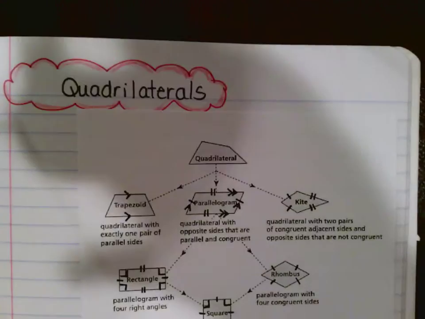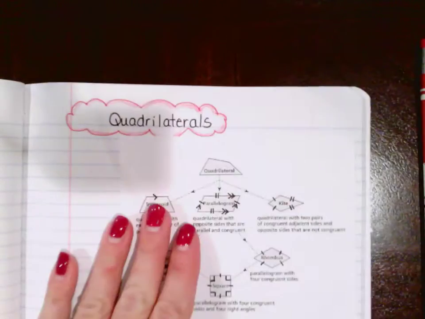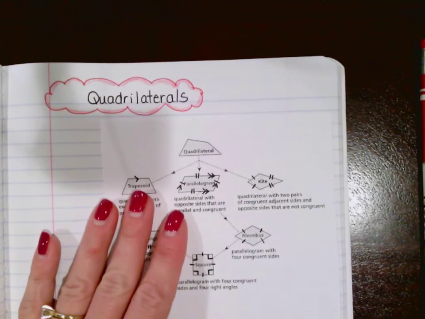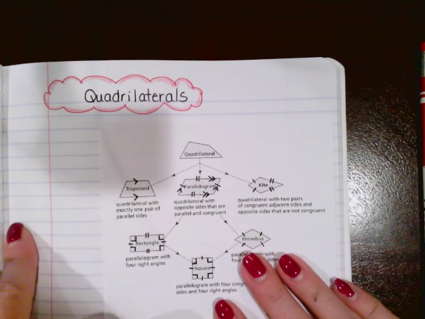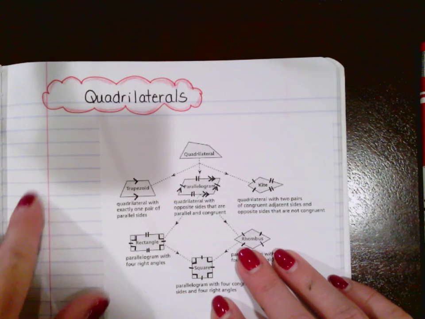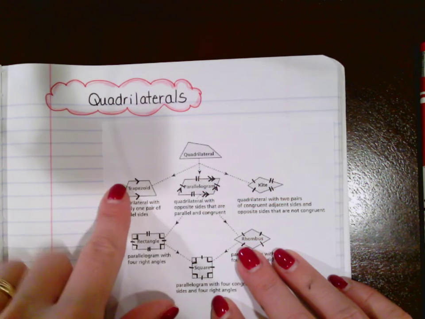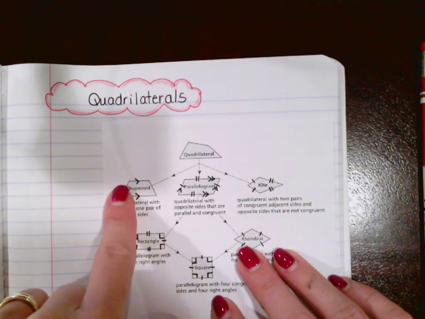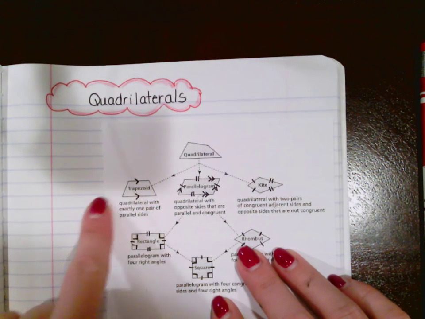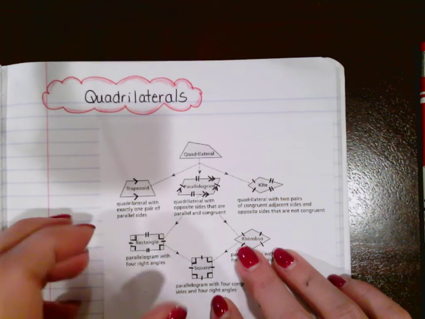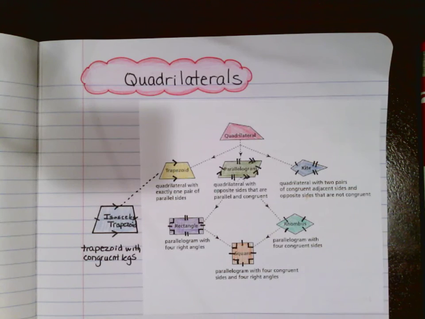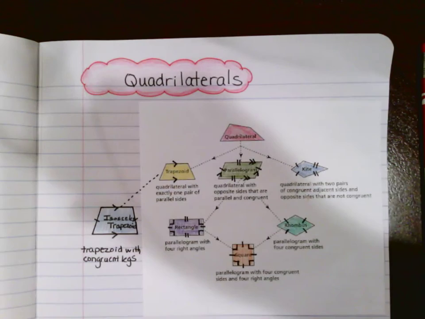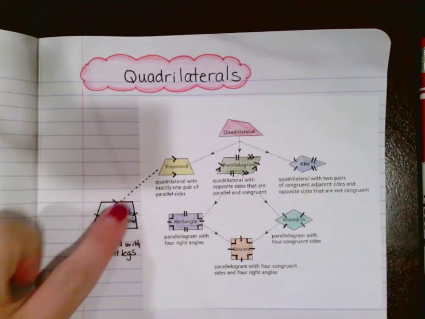And then attach this paper here to the right side of our notebook. Leave a little space here on the left because we're going to fill in one more quadrilateral that they didn't put in our book, which is the isosceles trapezoid. So leave room here to draw that. Okay, so here's what it looks like when it's colored in. And then the quadrilateral that we're going to add is the isosceles trapezoid.